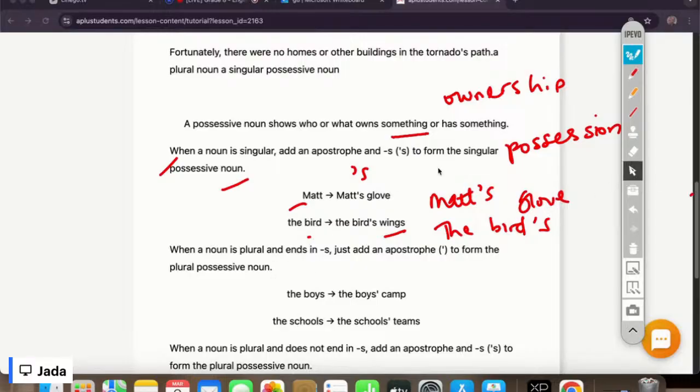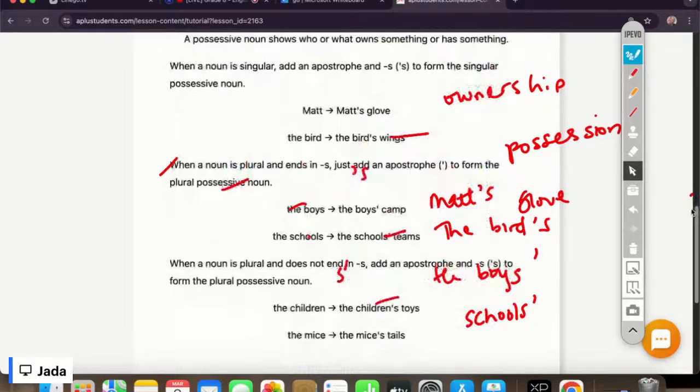Then when a noun is plural and ends in s, just add your apostrophe to form the plural possessive, okay? So for nouns that end with s, just add your apostrophe after the s, just like the boys. So apostrophe after s: the boys' camp, the schools' teams. All right. That's plural possessive.